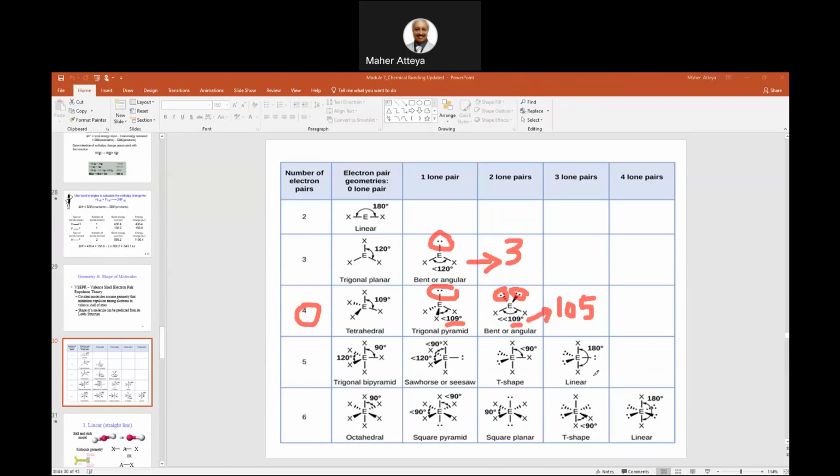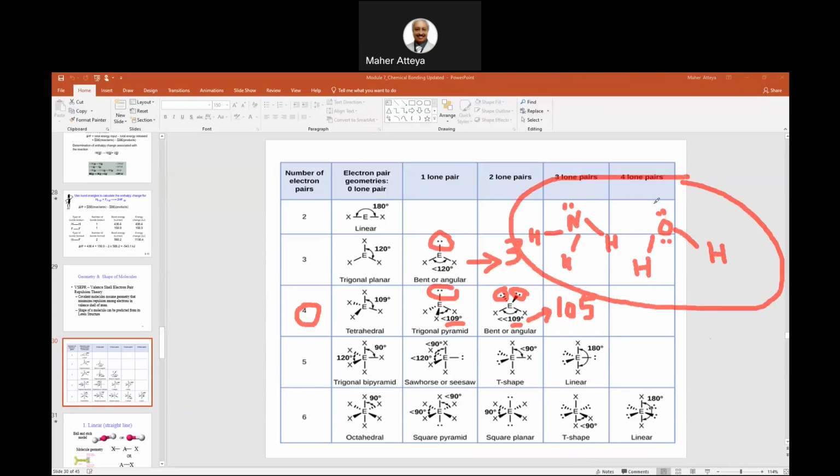So ammonia, look at the ammonia here. And look at the H2O. All of them have four regions, correct? We said the main thing is 4 regions. Now, if you ask which one is more polar, H2O or ammonia? That's 4.